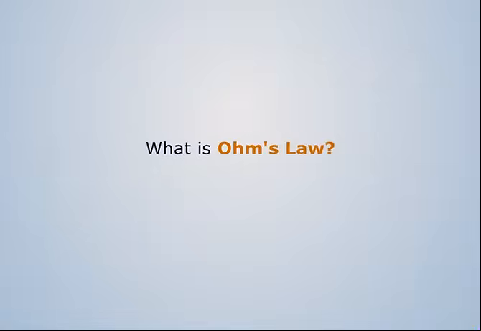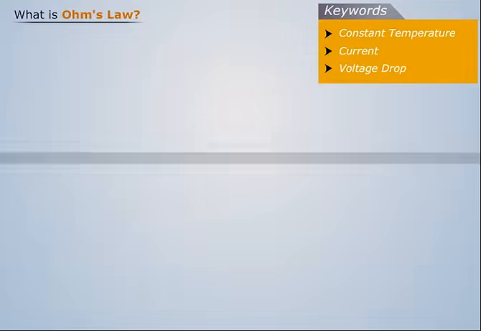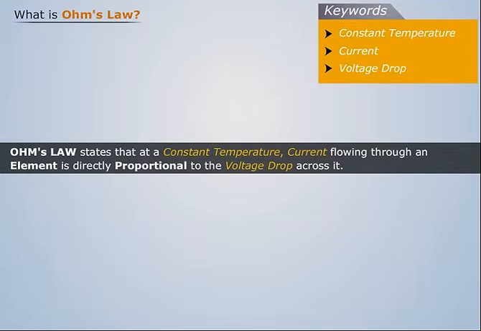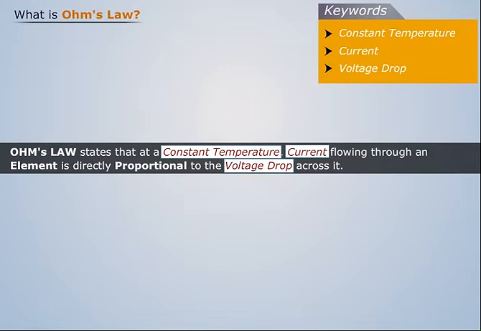What is Ohm's law? Ohm's law states that at a constant temperature, current flowing through an element is directly proportional to the voltage drop across it.